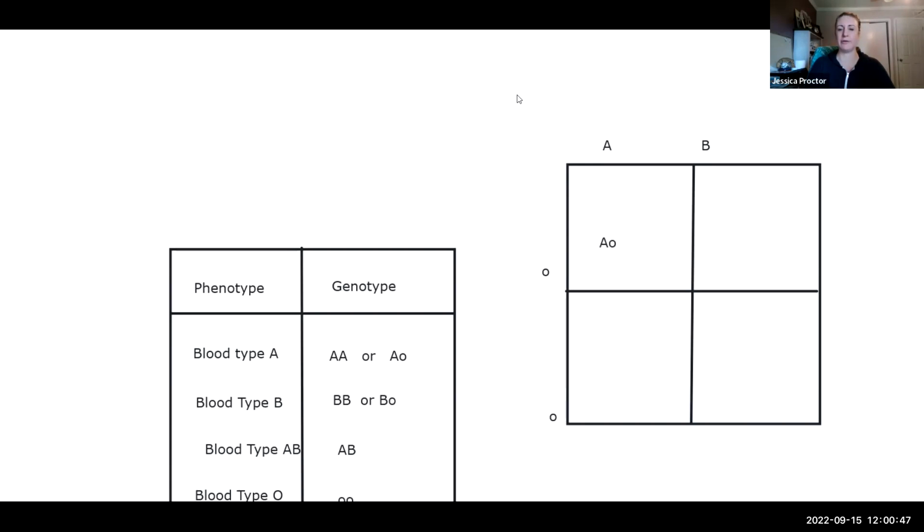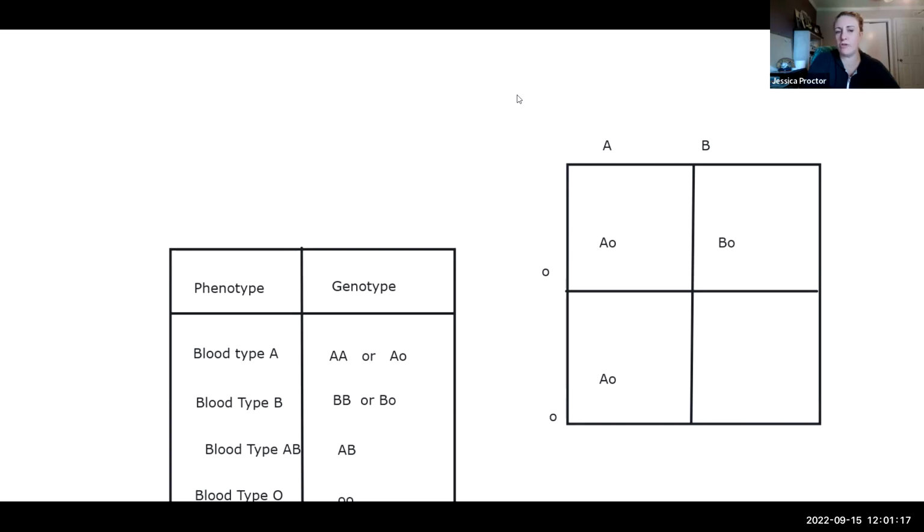In the second box, we take one from here, one from here, so we have a B and an O. In the third box, we take one from here, one from here, so we have an A and an O. And in our last box, we have a B and an O.